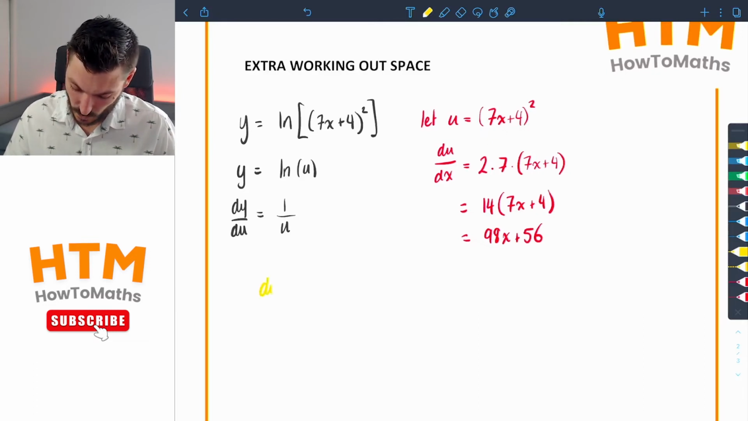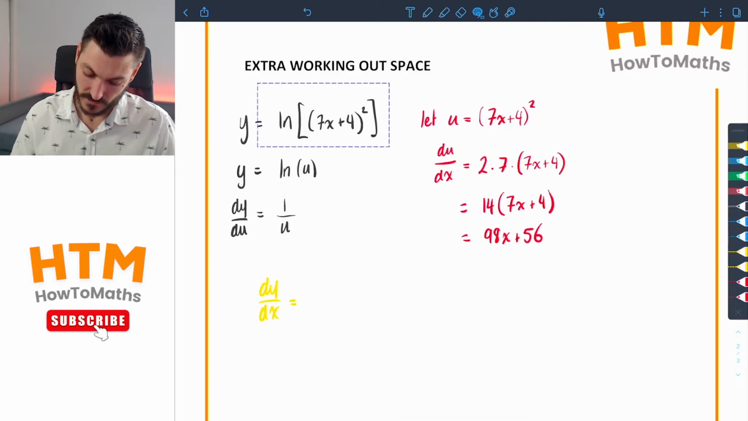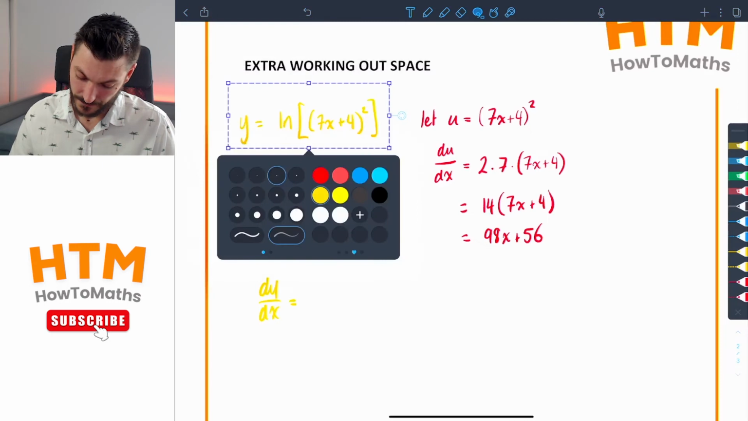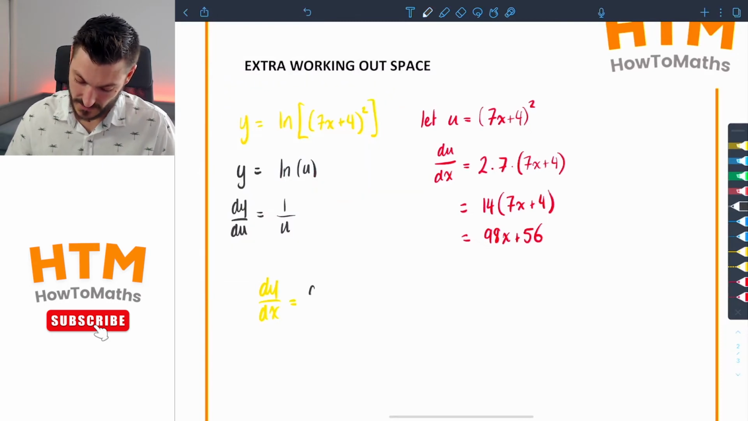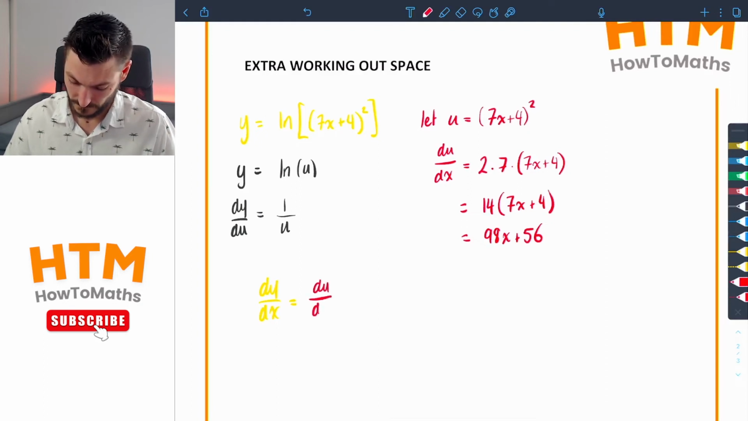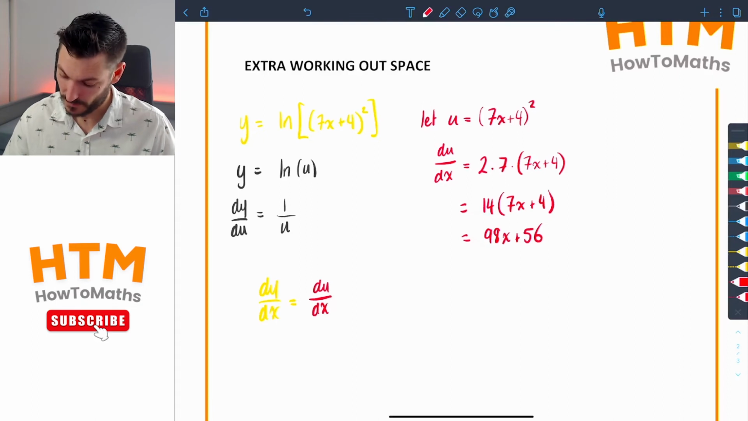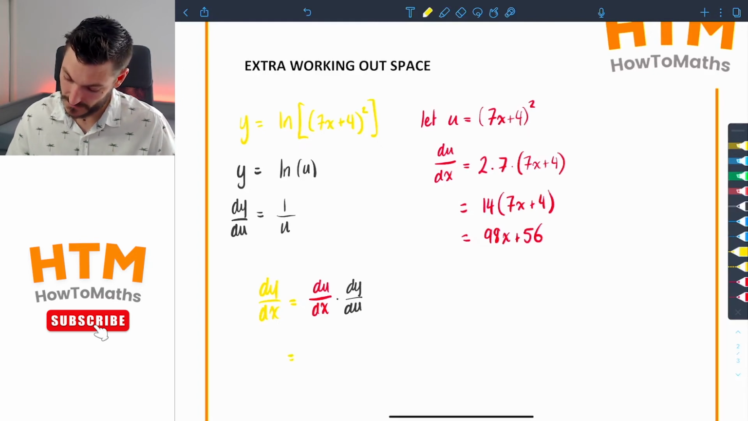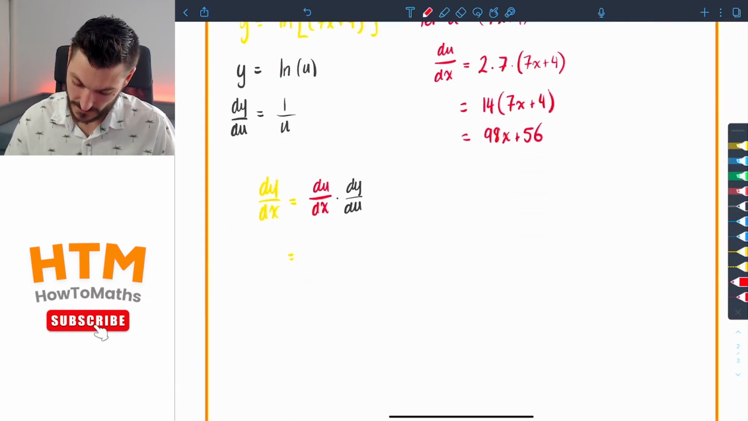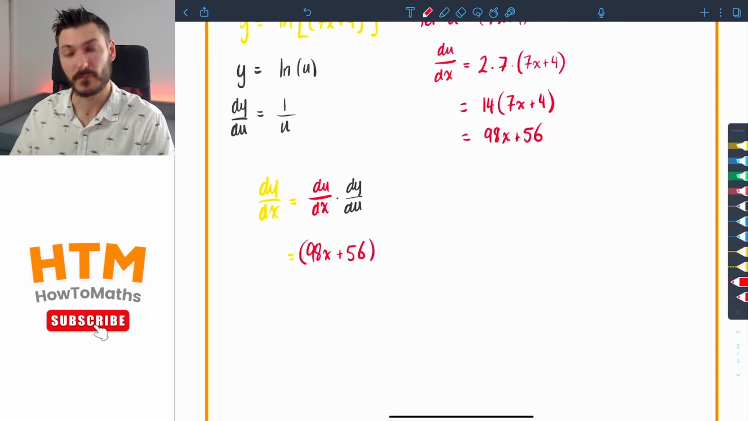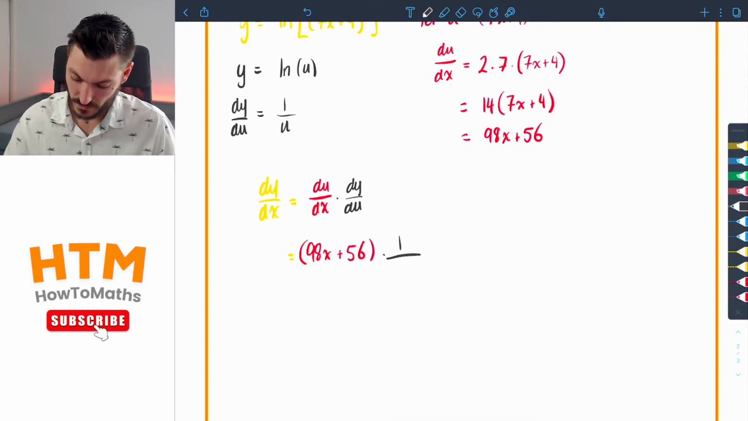So finally, I'm going to do this part in yellow, perhaps, the final answer. I'm going to say dy/dx now is equal to, and I'll even style this original function so we've got all the same color coding here. It's going to be du/dx, so my red function off to the right, multiplied by my dy/du, which is of course just 1 on u. So that's going to equal (98x plus 56). Keep that in brackets because it's the entire thing multiplied by 1 on u.